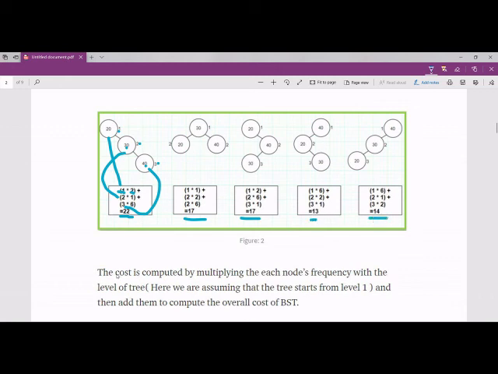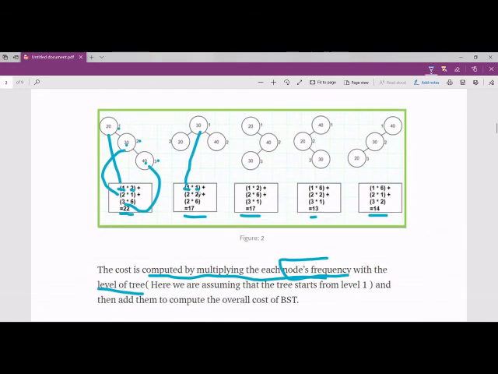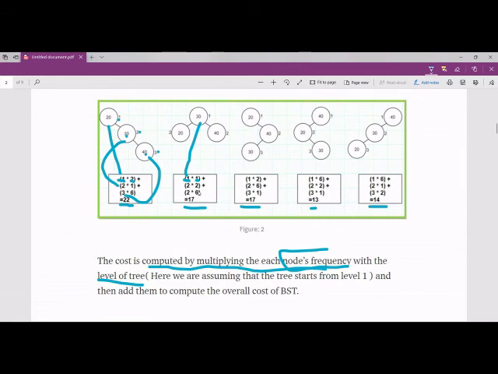So here I have written that the cost is computed by multiplying each node's frequency with the level of the tree. Here the first indicates the level and the second indicates the frequency. We have to multiply them all, and then add them. So we can construct the 5 various binary search trees, and we have determined the cost of searching for all of them. Okay, now we have to compare these.